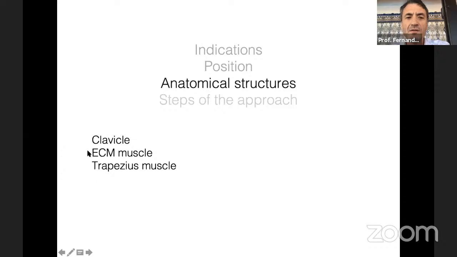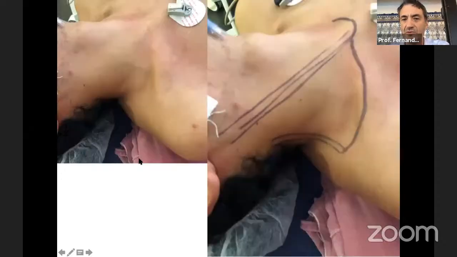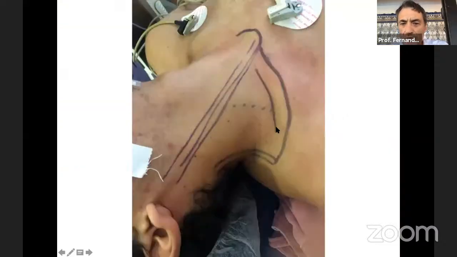We can identify here the clavicle and the sternocleidomastoid muscle, and here the trapezius muscle. These three structures are the main clue to the approach: the clavicle, the sternocleidomastoid muscle, and the trapezius muscle. We can see here the sternocleidomastoid muscle, the clavicle here, and the trapezius muscle here. And this is the supraclavicular triangle. The incision is located 1 centimeter above the clavicle here.